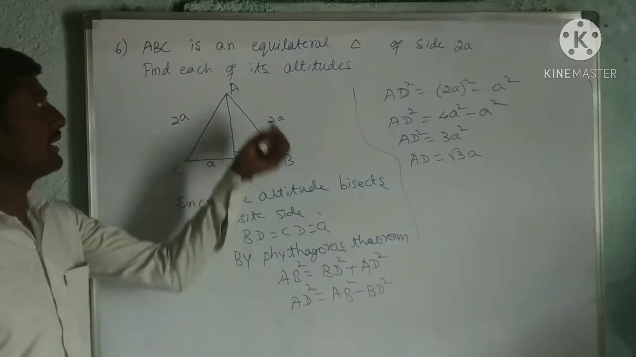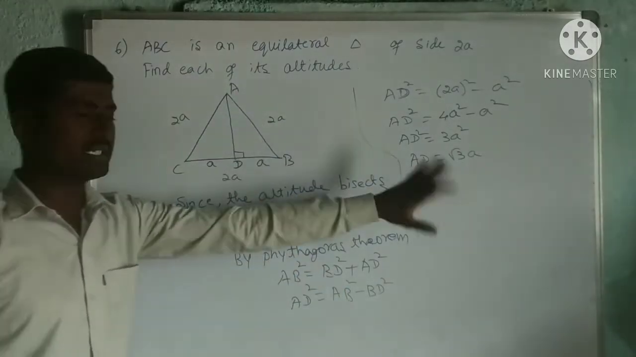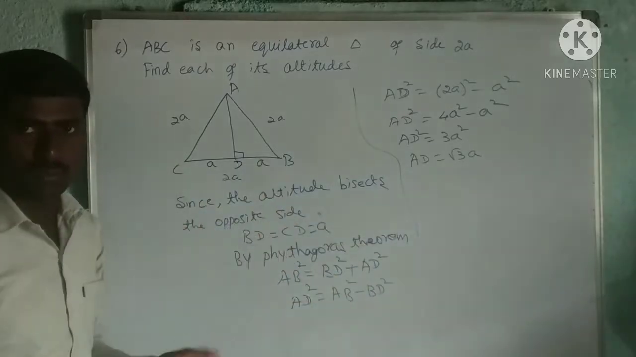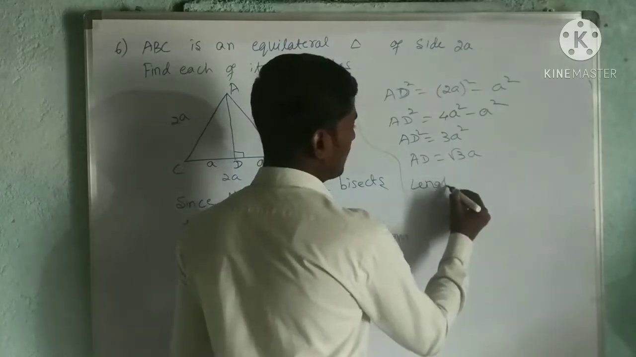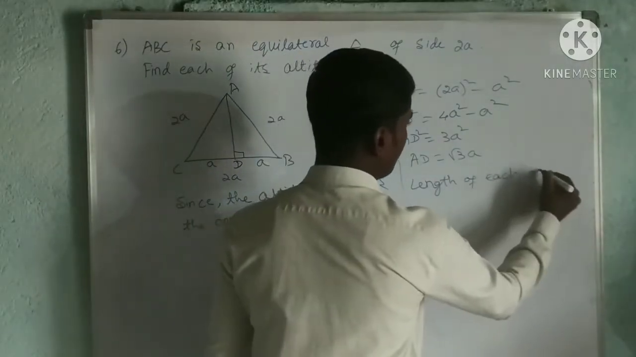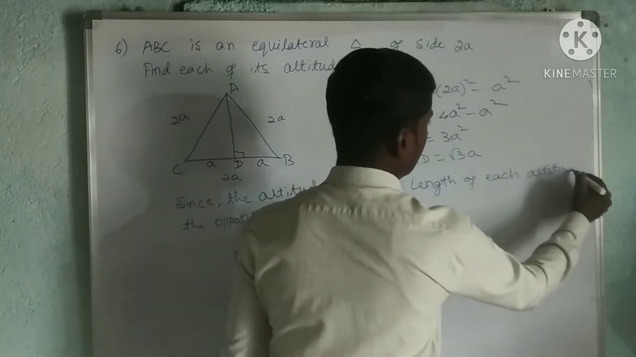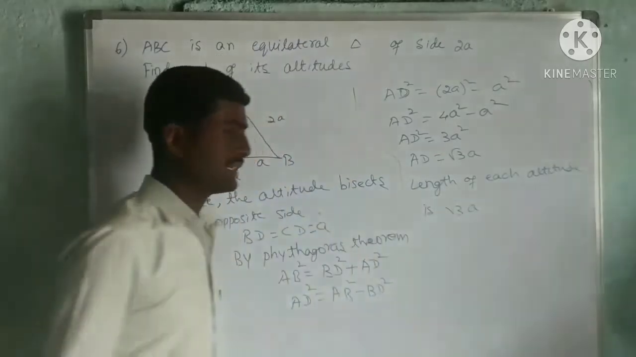But they ask you to find each altitude, which means all the altitudes. So AD is root 3A, then automatically the remaining two are also root 3A. So the length of each altitude is root 3A.